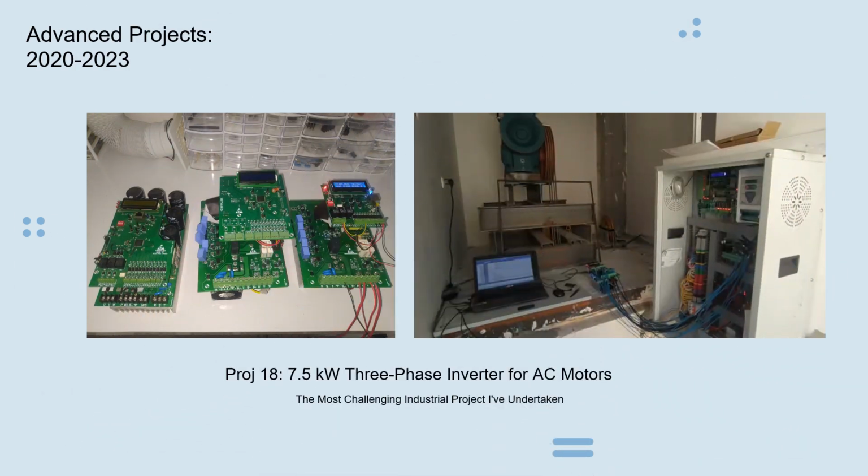Okay, this project is a 7.5 kilowatt 3-phase inverter for AC motor. It's the most challenging industrial project I have undertaken, and I think it took around 3 years of me to finish it. I designed it in 3 different versions. The inverter is a device for controlling speed, torque, power, and acceleration and deceleration of electromotor. In this project I designed the inverter for elevator.